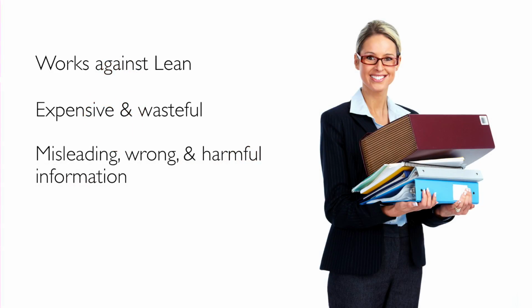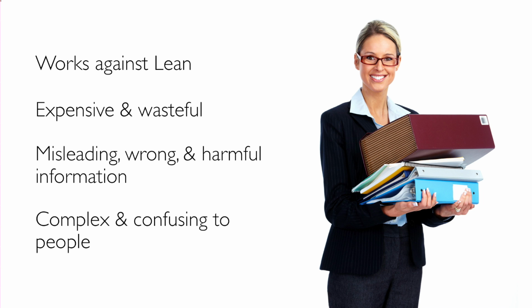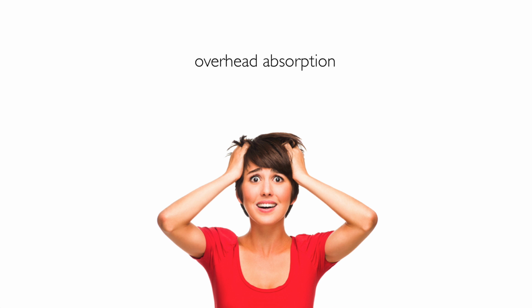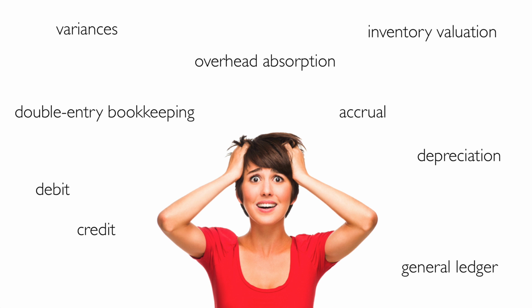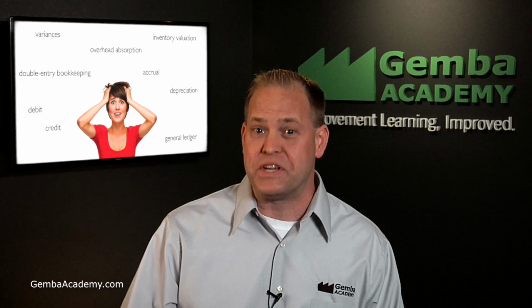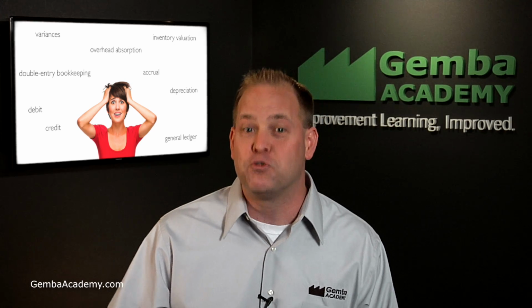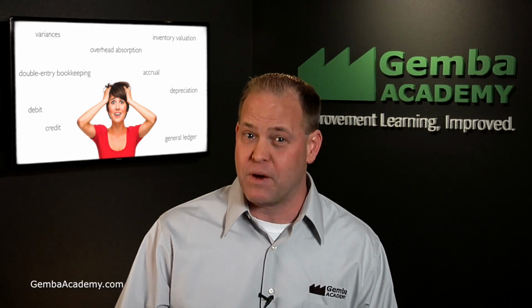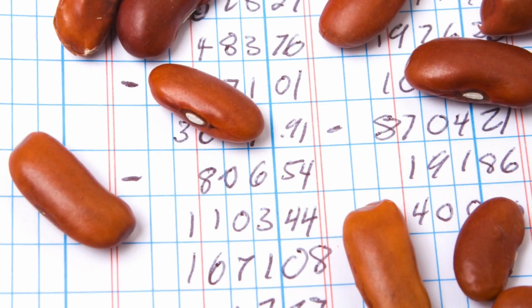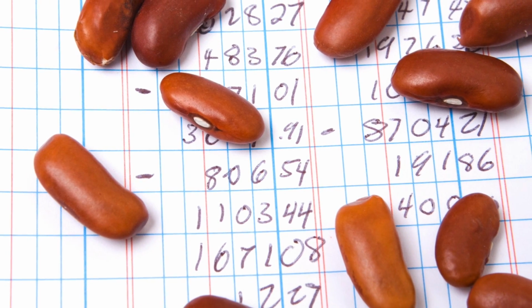Now, as we touched on earlier, traditional accounting can be complex and confusing to most people in the organization. Terms such as overhead absorption, double entry bookkeeping, debits and credits, accrual, depreciation, general ledger, variances, and many more terms aren't always easy to understand without proper training. The confusing reports and requirements to track everything in excruciating detail often contributes to accountants being isolated from the rest of the organization and looked at as bean counters instead of important team members.